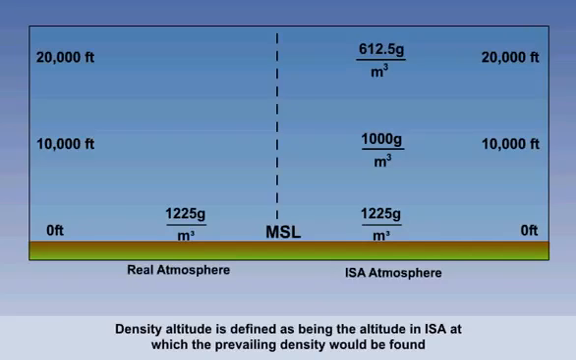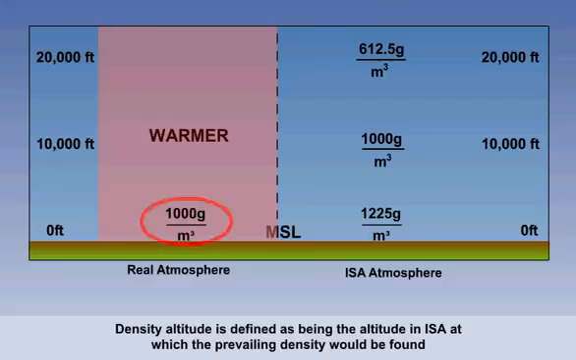Let's say we're at sea level and the atmosphere happens to be exactly the same as standard. The density at sea level in the real atmosphere will therefore correspond exactly to that found at 0 feet in ISA. However, now let's increase the temperature of our location at sea level.